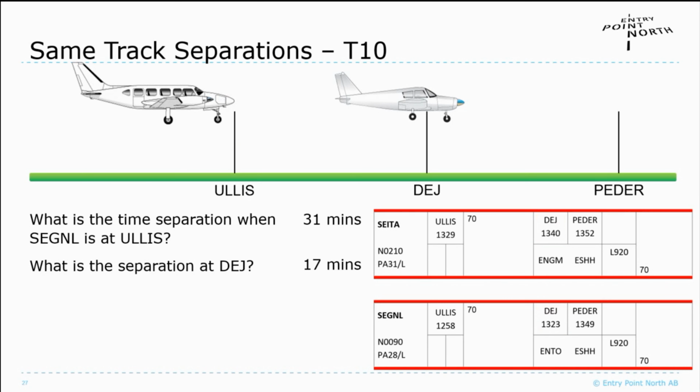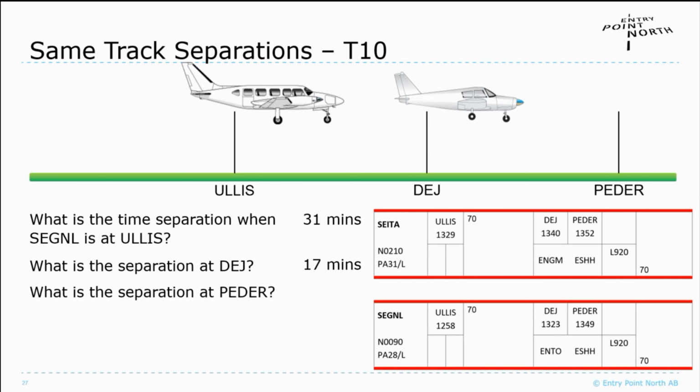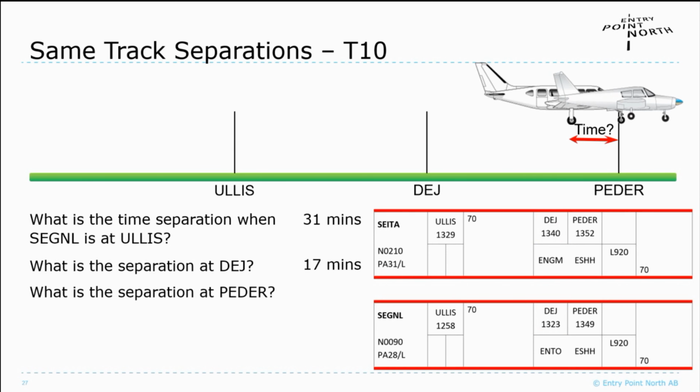Now let's look at the Pedder time. What is the time separation at Pedder? Well, as you can see by the diagram, they're closing right up now, and then you look at the strips. Sierra November Lima is crossing Pedder at time 49, and Sierra Tango Alpha's estimate for Pedder is time 52. So there's only 3 minutes between these two aircraft now. So a 10-minute separation no longer exists.